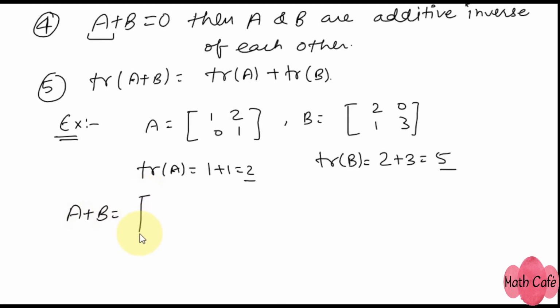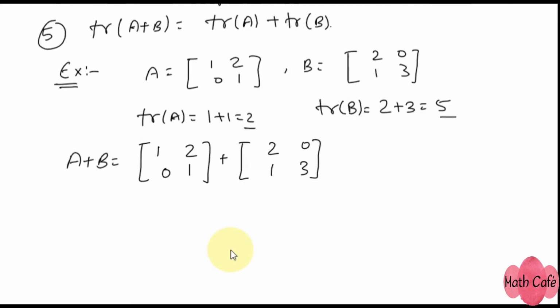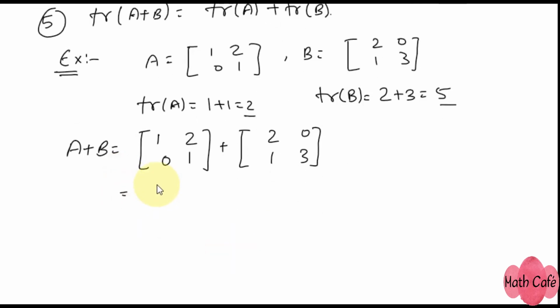If we are adding both the matrices, then A plus B will become [1 2; 0 1] plus [2 1; 0 3]. So we will add corresponding elements to get A plus B. So 1 plus 2, that is 3, 2 plus 0, that is 2, 0 plus 1, that is 1, and 1 plus 3, that is 4.